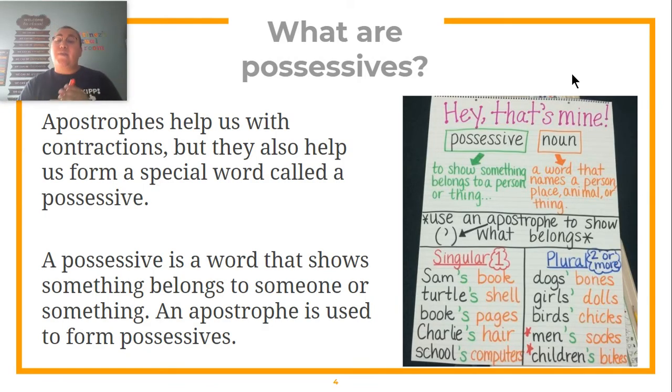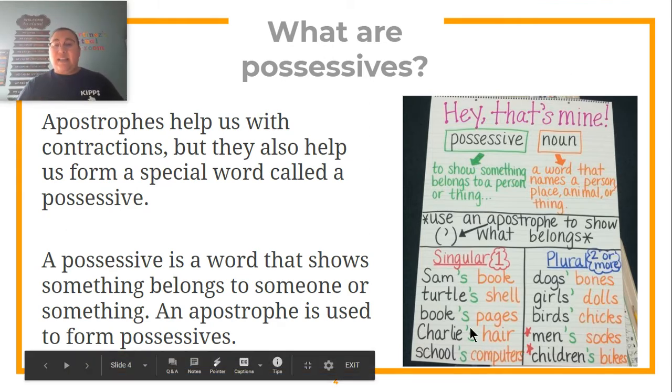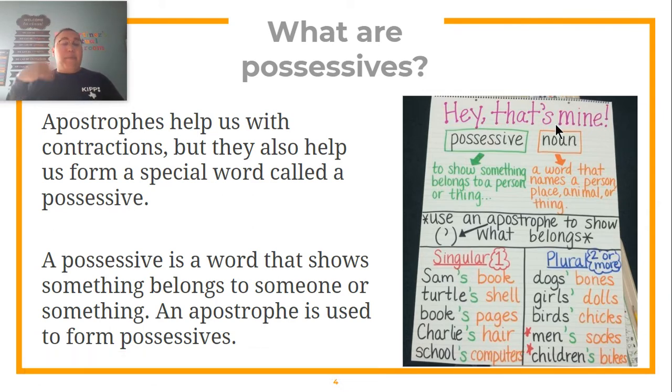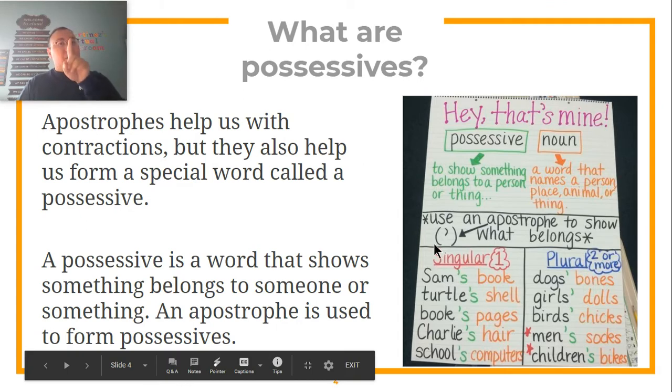Possessives. So apostrophes can help us with contractions, but they also help us form special words called possessives. A possessive is a word that shows something belongs to someone or something. So an apostrophe and an S is used to form possessives. When the noun is singular, I can add an apostrophe S to show that something belongs to somebody. So here's an example. Sam's book. The book belongs to Sam, and I show that by adding an apostrophe S because Sam is just one person.